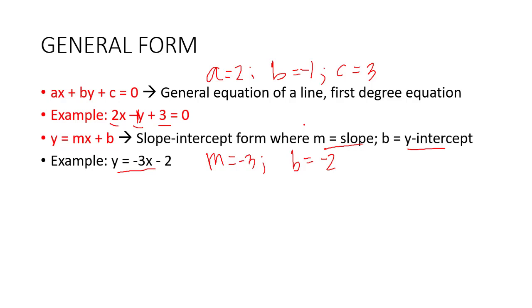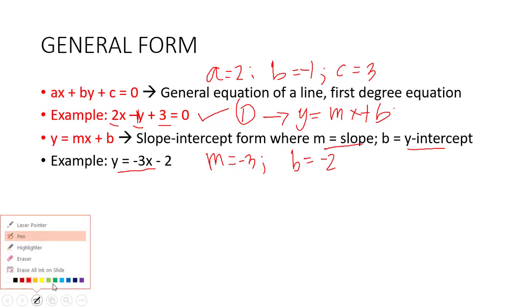Now, maybe you're asking, can we transform this general form to a slope-intercept form? For example, if you're going to write this first equation, this number 1 equation, into the form y = mx + b, is it possible? Of course it is. So let's start. How to transform general form to a slope-intercept form.